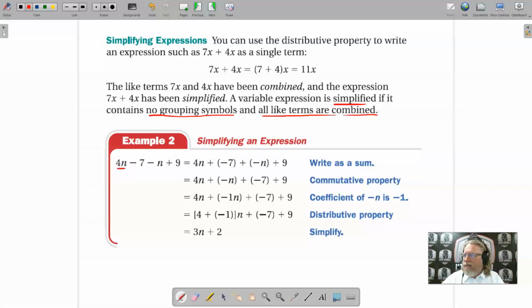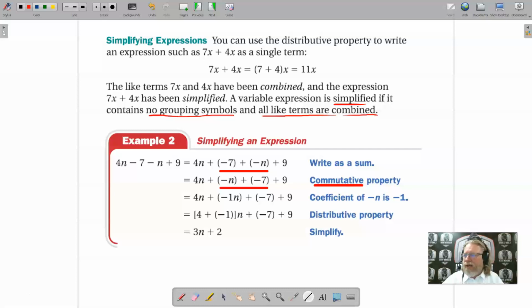So we recognize that we have 4n, and now this negative 7, we're going to turn into plus a negative 7, or the minus 7, plus negative 7. The minus n becomes plus negative n, and then with plus 9, we go ahead and bring our plus 9 over. Once we've completed that, we can do the next step. Note that what they've done here is they say commutative property, and what is it that they commuted? It is this negative 7 and the negative n.